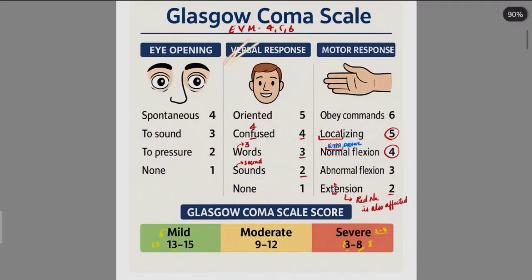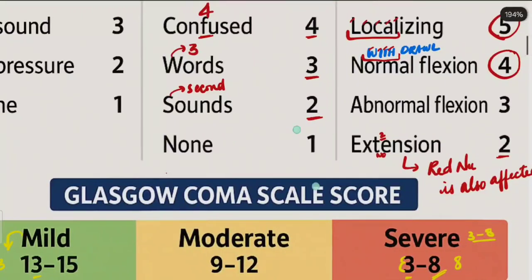Verbal response, I don't have to make a story, it just has fours, this will be 4. Words you flip becomes 3, so this is 3. Sound is S, so this is 2, and none is 1.